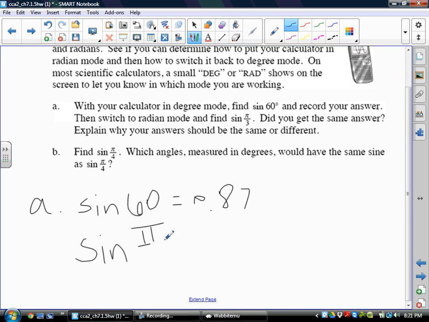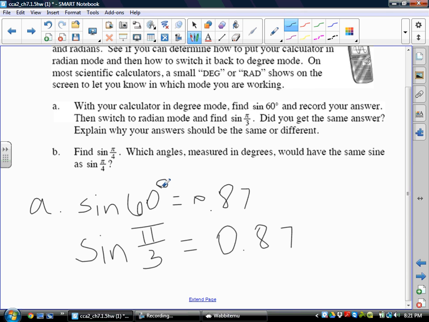Now I'm in radians. Radians are always going to have pi's in the expression. So that's how I can know the difference between radians and degrees. If it's radians, it'll always say pi something. Okay? So explain why your answers should be the same or different.